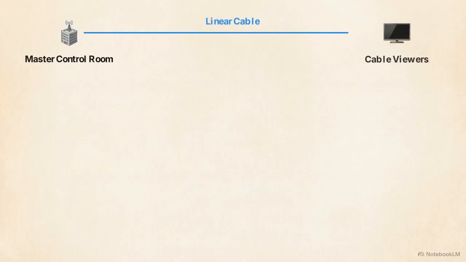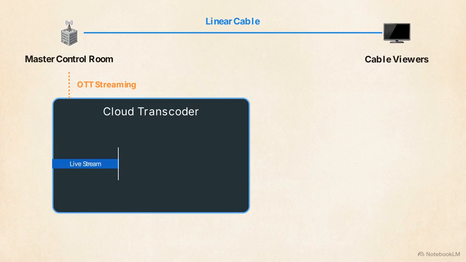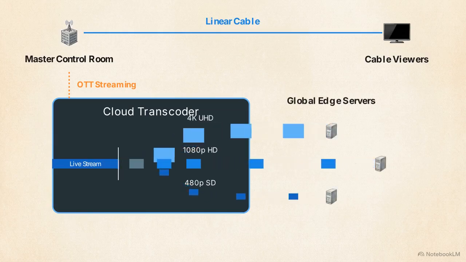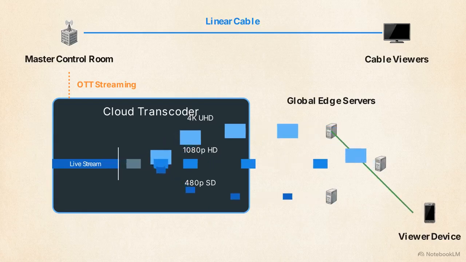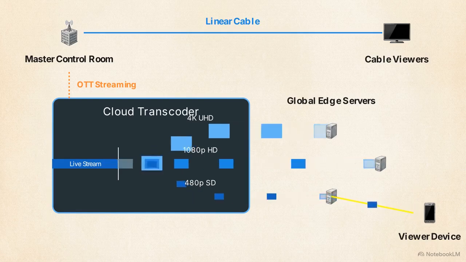Traditional linear cable is highly stable and guarantees simultaneous delivery, while over-the-top streaming requires a technically volatile delivery architecture. Cloud transcoders slice the live streaming video into discrete chunks of 2 to 6 seconds. Each chunk is encoded into multiple resolutions and bit rates to enable smart adaptive bitrate streaming. These chunks are cached on global edge servers. As a fan watches, their device monitors network conditions. If their local connection drops, the player automatically requests lower bitrate chunks from the nearest edge server to prevent buffering.